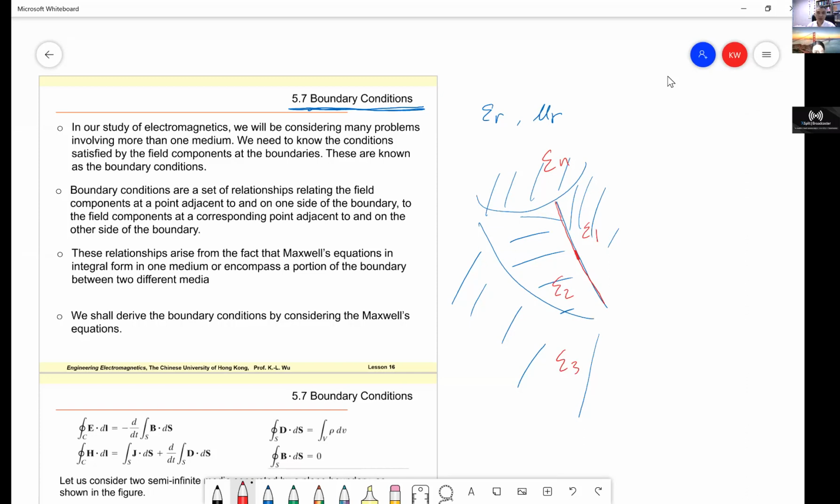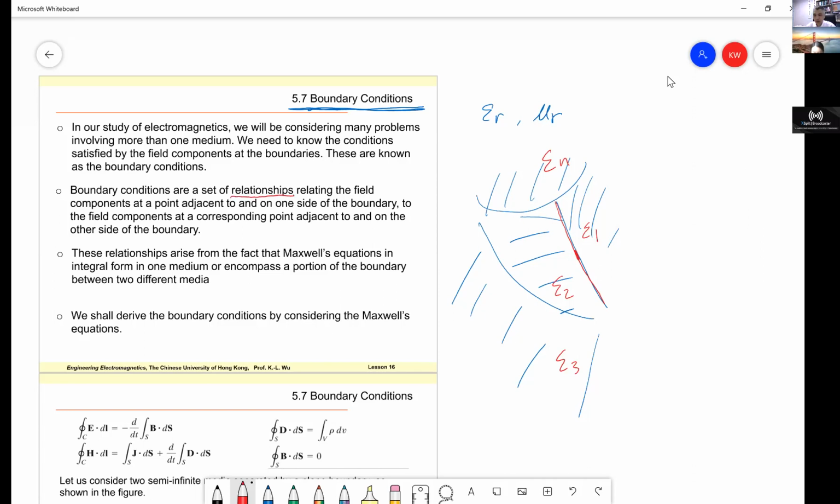The information we have so far is only Maxwell's equations. Maxwell's equations alone are not enough for us to solve any practical problem. Now we need to answer this question: what is the relationship?